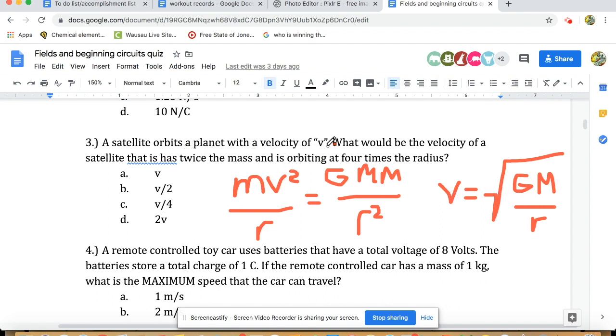That's the initial condition. Now, the satellite has twice as much mass, but that mass canceled out. That's the lowercase m here. That mass is not relevant. And it's orbiting at 4 times the radius. So the only thing that changes in this equation is r is 4. So now we're going to put in 1 times 1 over 4, and the square root of 1/4 is 1/2. So the velocity would be half the velocity.